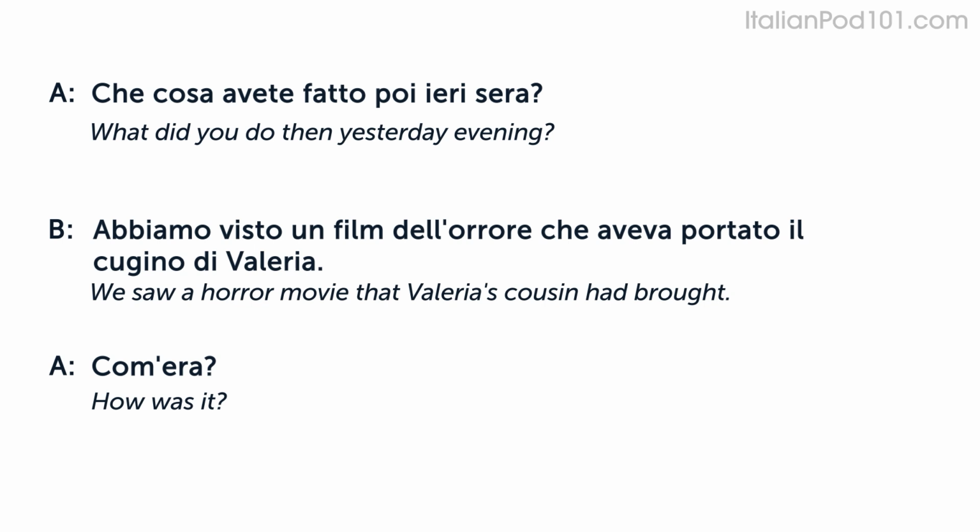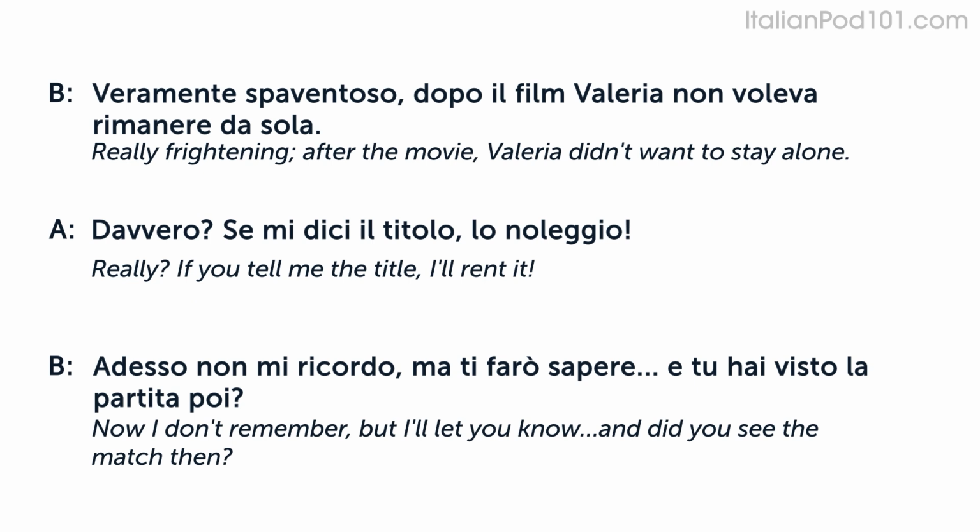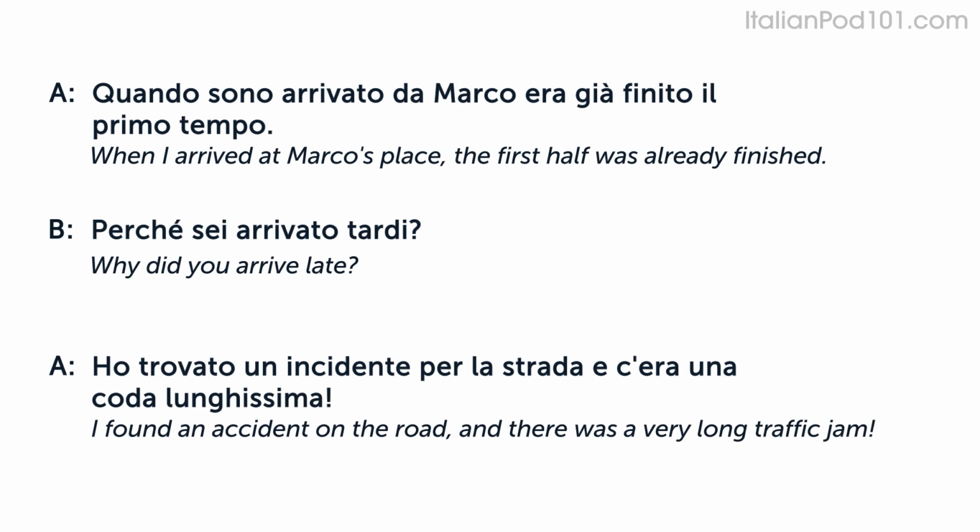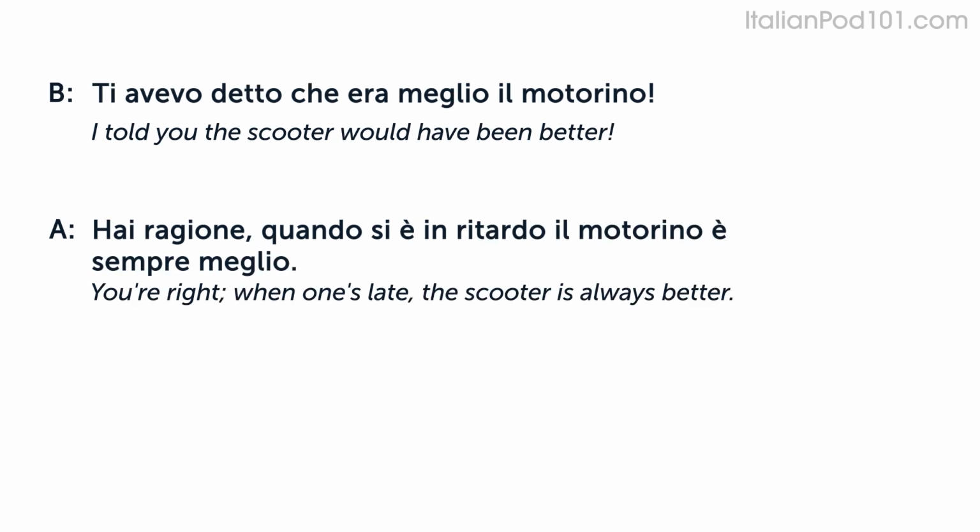Che cosa avete fatto poi ieri sera? Abbiamo visto un film dell'orrore che aveva portato il cugino di Valeria. Com'era? Veramente spaventoso. Dopo il film Valeria non voleva rimanere da sola. Davvero? Se mi dici il titolo lo noleggio. Adesso non mi ricordo, ma ti farò sapere. E tu hai visto la partita poi? Quando sono arrivato da Marco era già finito il primo tempo. Perché sei arrivato tardi? Ho trovato un incidente per la strada e c'era una coda lunghissima. Ti avevo detto che era meglio il motorino. Hai ragione, quando si è in ritardo il motorino è sempre meglio.